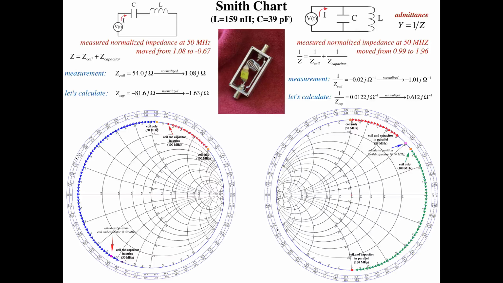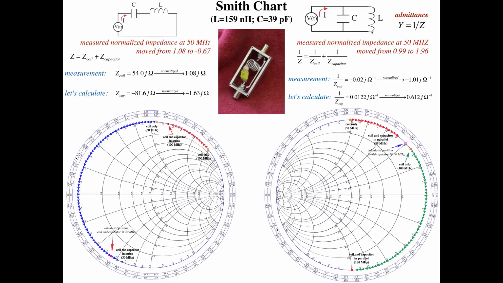So we add it. First I take off 1.08. We start off at 1.08, and that gets me to 0. And I still have another 0.55 left, so keep coming around another 0.55, 0 to 0.5, there's about 0.55. And so that's the calculated position of the coil and capacitor, and you can see that that's very close to the measured values. So one of the messages here is that when you add a capacitor in series with a coil, you'll move counterclockwise on the Smith chart.